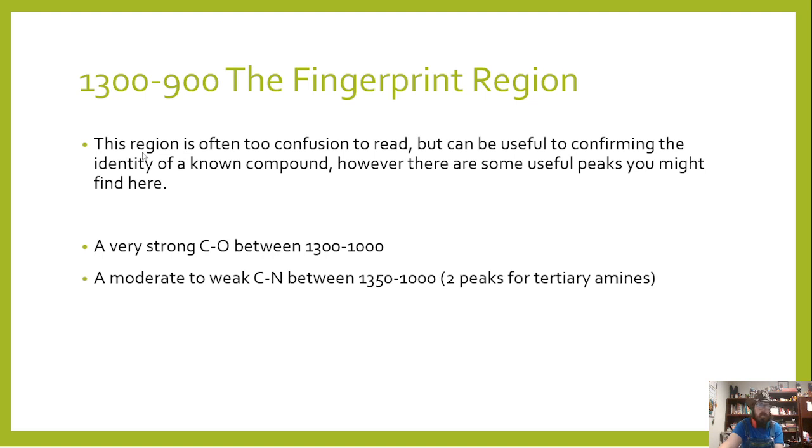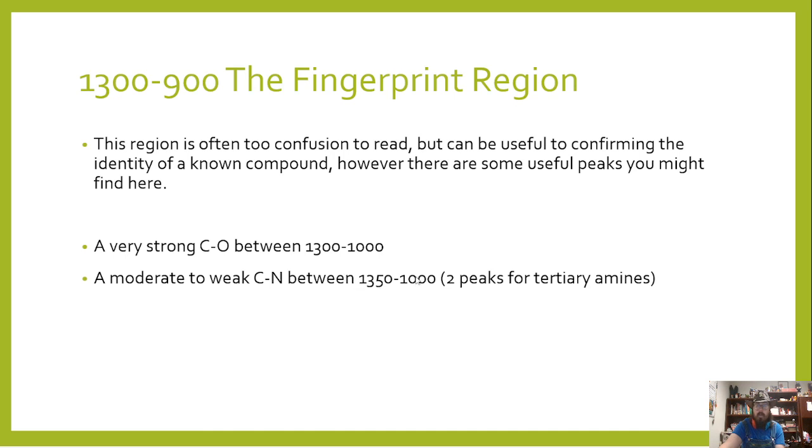Now, from there, we have the fingerprint region. Generally speaking, it's such a large mess, we don't try to use most of this region. This would be all the bends and stretches, a lot of which overlap with each other, so there's not a really sharp spot, so we don't worry about it too much. However, if you see a very strong peak between 1300 and 1000, it could be the presence of a CO stretch, so that alcoholic stretch or ether stretch could be appearing in there. And the moderate to weak one from 1350 to 1000 could be a CN stretch.